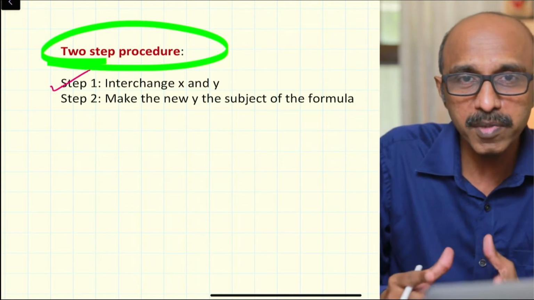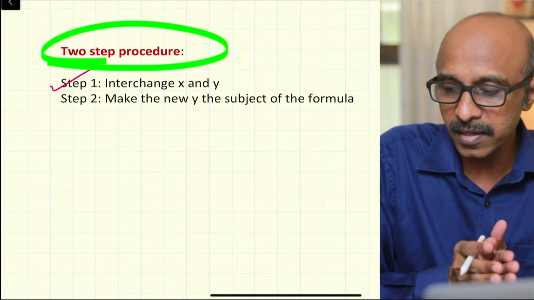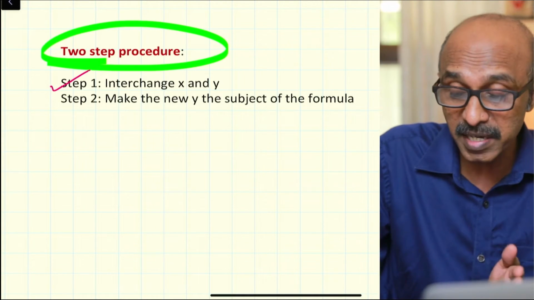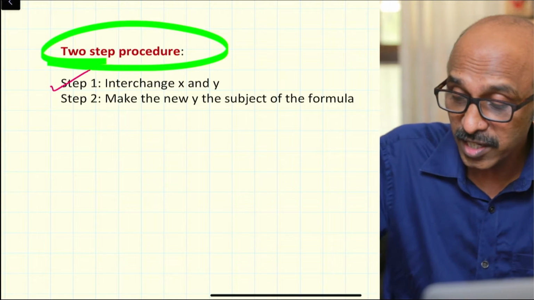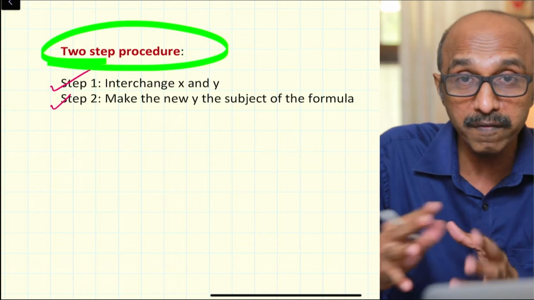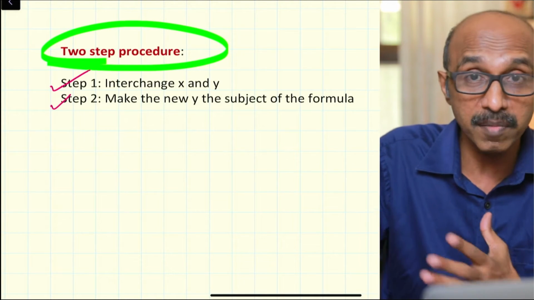And the reason we do that is because the domain and the range for the function and its inverse basically get interchanged. And the second step is to make this new y, after you've interchanged, the subject of the formula.